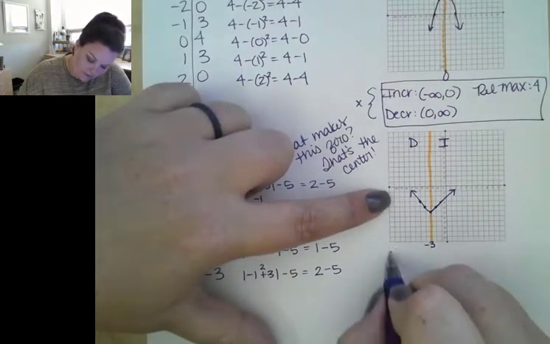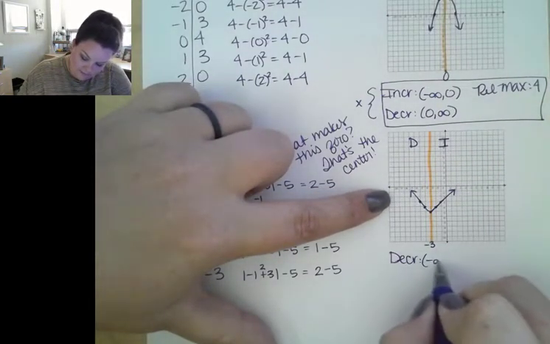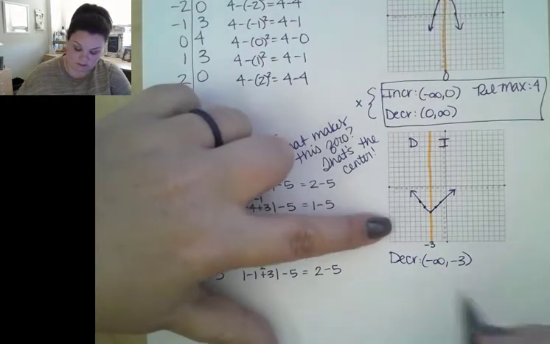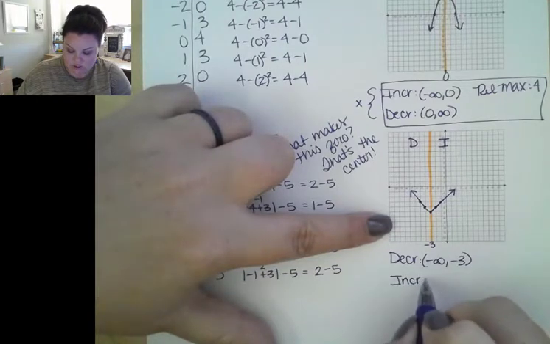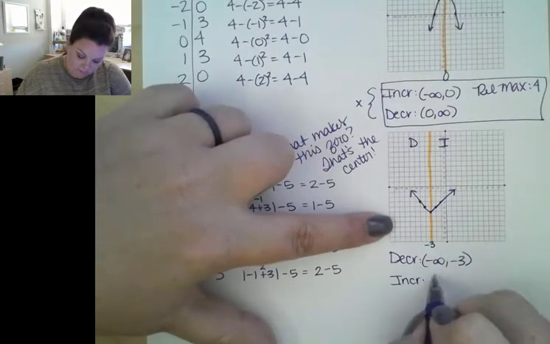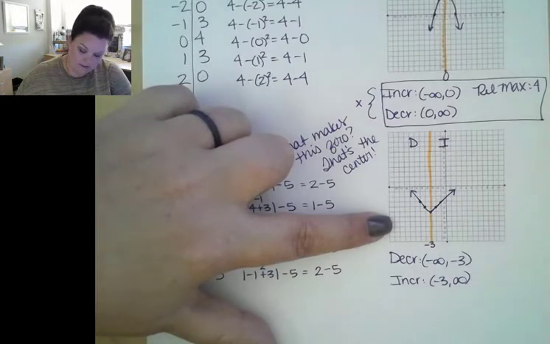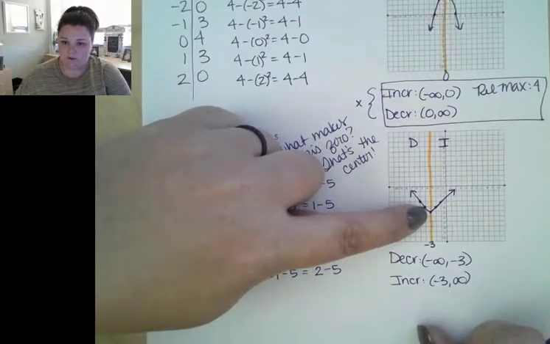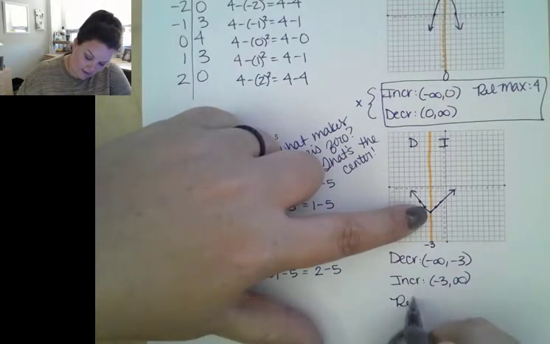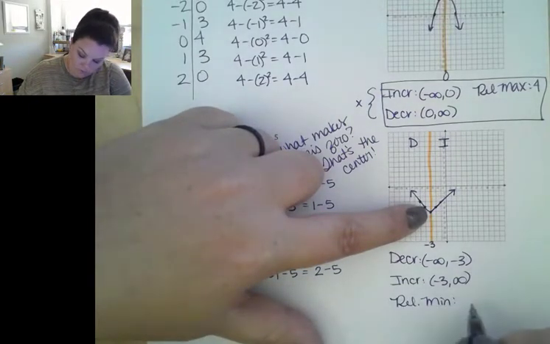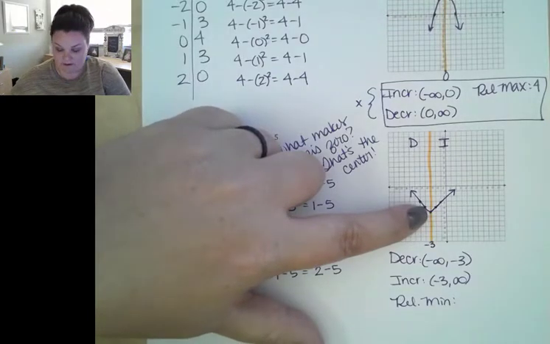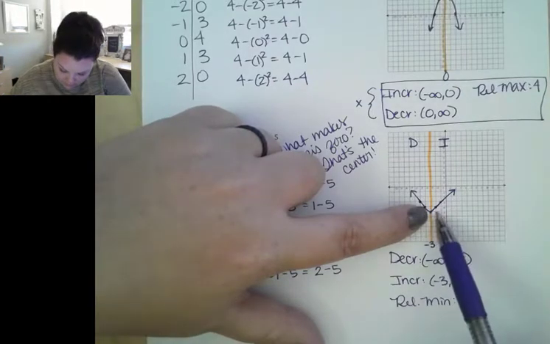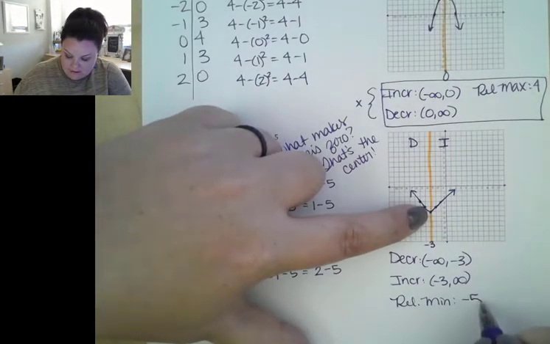Okay, so decreasing from -infinity to -3, always with a parenthesis for decreasing, increasing, and constant. And then it's going to change to increasing from -3 to infinity. Okay, and then here I do have a low point that is included. So that means that I have a relative minimum, which is at what y value? Okay, its x value is -3, but when we want to identify that low point, we look at its y value, which in this case is -5.